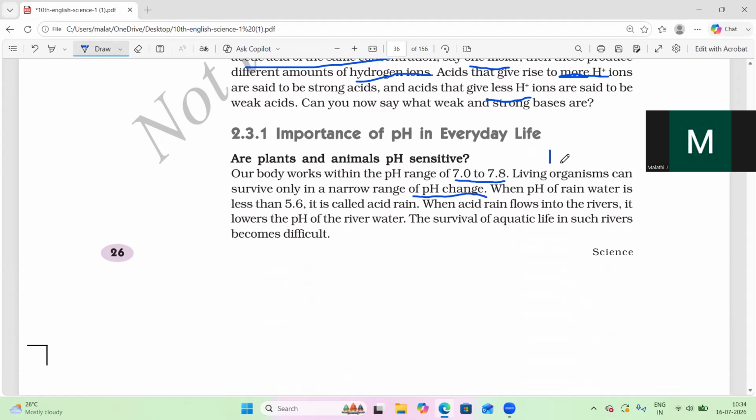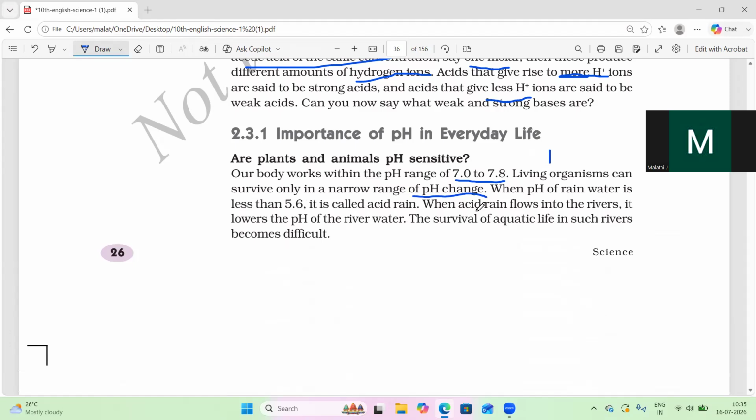That is why some people suffer from acidity, because when we eat spicy food, our pH value will decrease to 0, 1, 2, 3. Then we get acidity. So what do we do? We have to take some base to neutralize that.